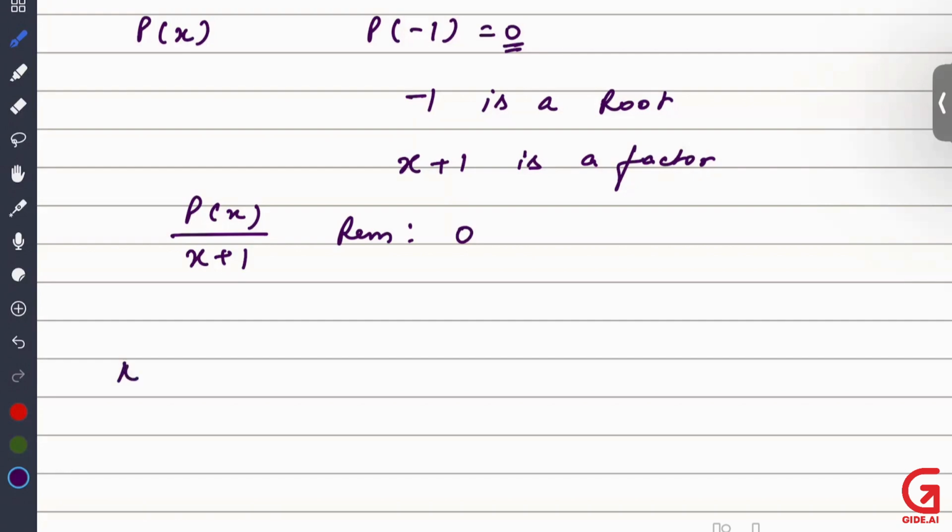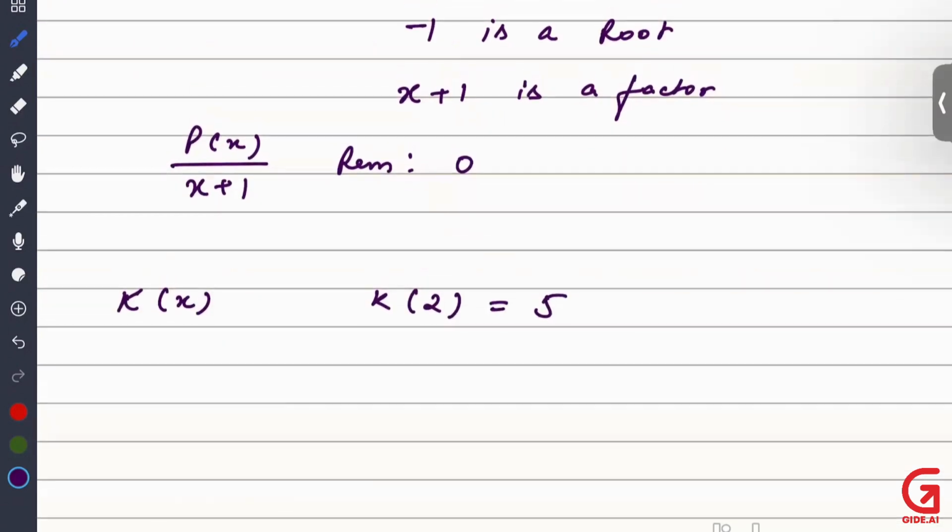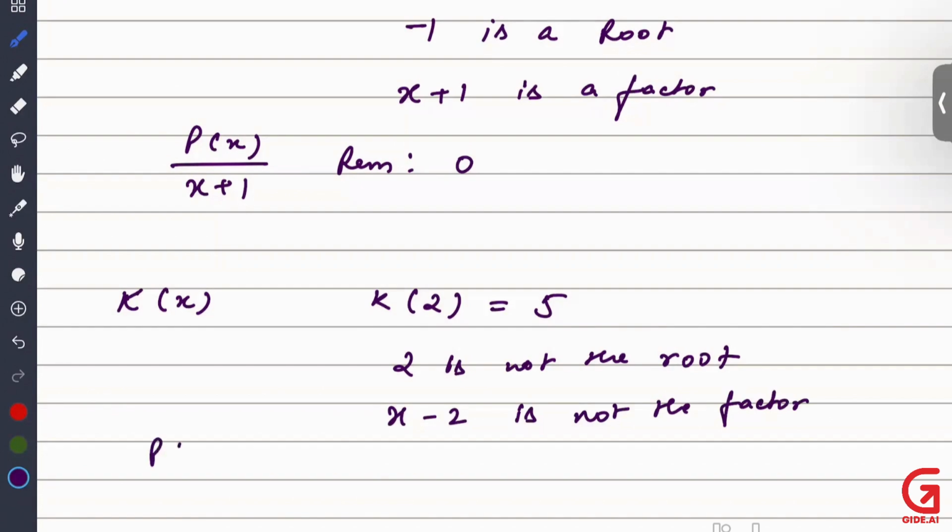Now, let's say there is another example, a function k(x), and k of 2 is 5. In this case, 2 is not the root because k2 is 5. So 2 is not the root. x minus 2 is not a factor, which means if I divide k(x) by x minus 2, the remainder would be equal to 5, right?